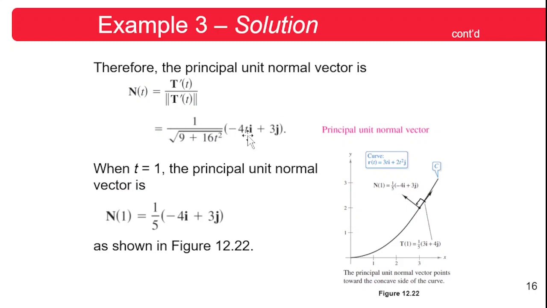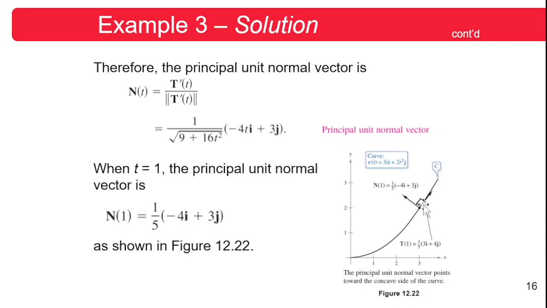So to find the specific principal unit normal when t is equal to 1, we replace all the t variables by 1. So this should be negative 4 times 1 times i, so negative 4i, plus 3j all over 9 plus 16 times 1 squared, which is 16 plus 9, so you have 25, and the square root of 25 is 5. So therefore, the principal unit normal vector is 1 over 5 times negative 4i plus 3j.